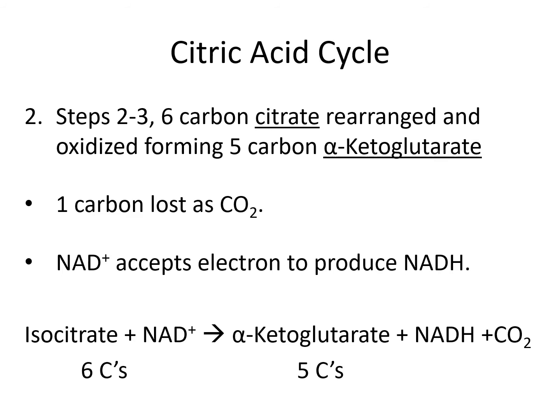And so this is the step here. Citrate. In steps 2 and 3, 6 carbon citrate is rearranged and oxidized, forming the 5 carbon alpha-ketoglutarate, and the 1 carbon is lost as carbon dioxide. Then NAD accepts the electron to produce NADH. So here's the summarized reaction. Isocitrate plus NAD yields alpha-ketoglutarate plus NADH plus carbon dioxide, which we exhale.